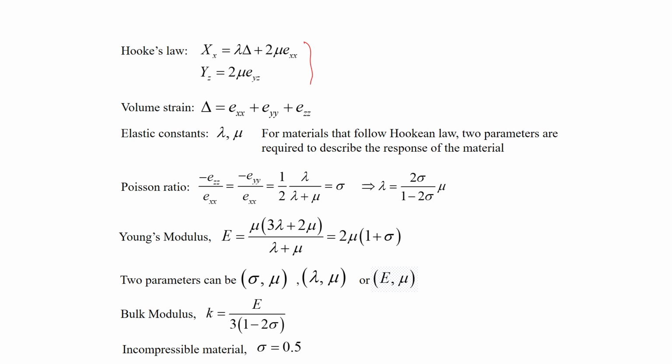We showed that the bulk modulus can be represented by E by 3 into 1 minus 2 sigma, and for an incompressible material sigma is equal to 0.5, in which case the bulk modulus k goes to infinity, which means this is an incompressible material. We also derived this expression for the Young's modulus, E is equal to 2 mu into 1 plus sigma.